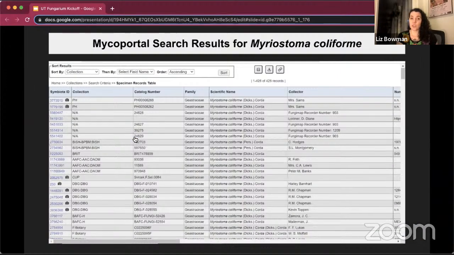So after you do a search, you can get all of the associated data with it, the metadata. So here you can see these are each of the listings, and you can't see all of it, but it does list like habitat, everything that was on the label you can download. So I did that for this. I downloaded all the data from Myriostoma.